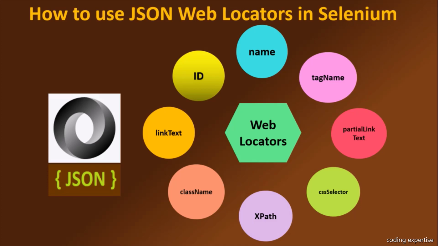I'll show you now. We're going to place all the web locators inside a JSON file and we're going to use them. If you're using a JSON file, the test execution will be much faster when compared to the traditional approach. Let's get into the coding part.